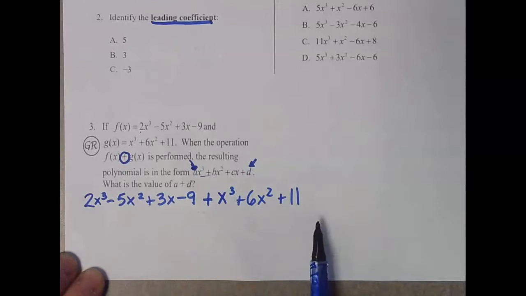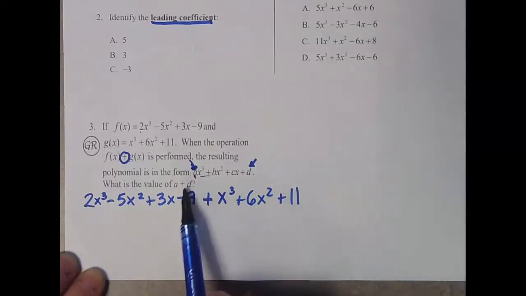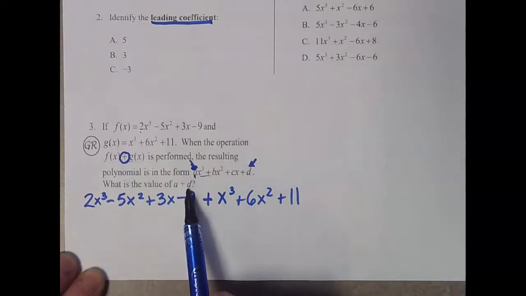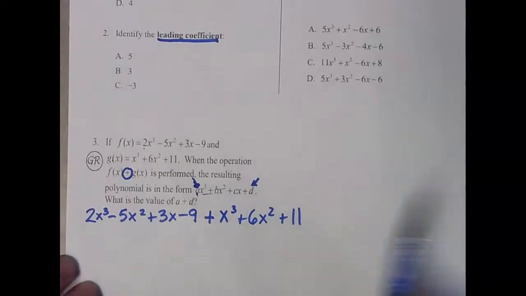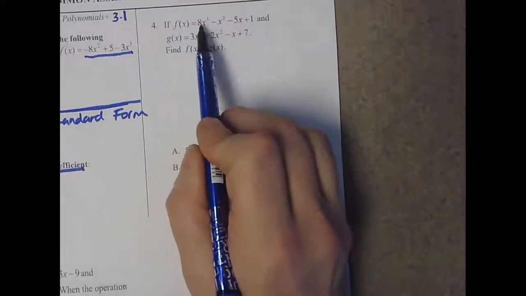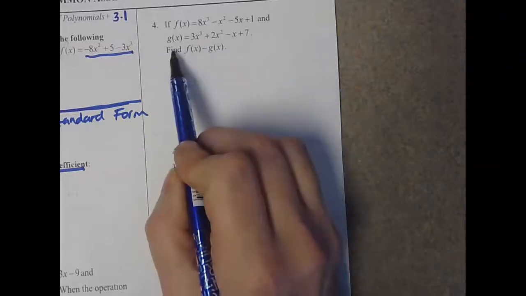and then simplify, and then find the number that's attached to the x. So you're going to add the number that's in the A spot, and you're going to add the D. If you have questions, I can help you out once this is simplified. Okay, number 4. If the function right here, f of x and g of x, we're going to find f minus g.